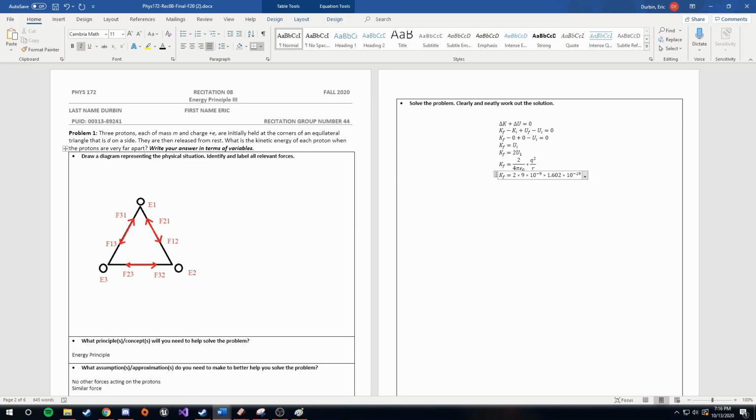Yeah, this is what I was talking about earlier. What? The force between two protons. For this formula. I don't know what formula you're talking about. What were you talking about earlier? Don't worry about it. Okay.